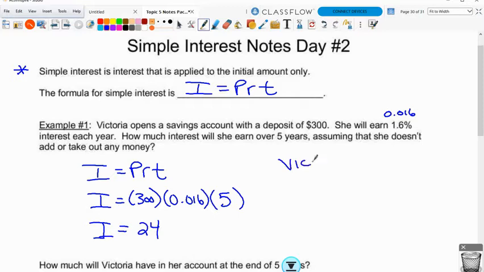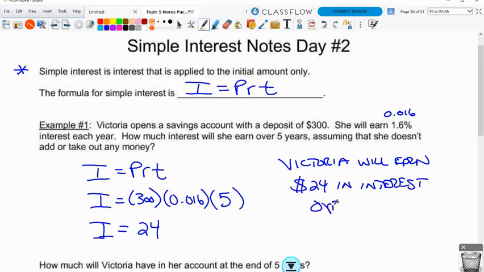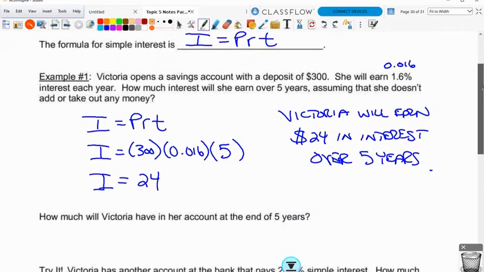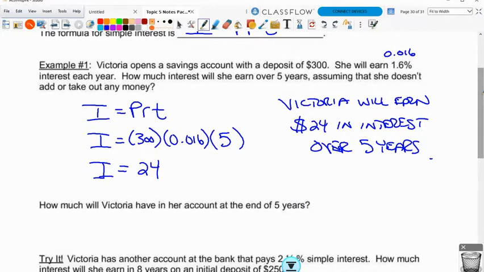So this means that Victoria will earn $24 in interest over 5 years. Now, there's a follow-up question that goes along with that. It asks, how much will Victoria have in her account at the end of 5 years? And again, we're assuming that she doesn't add or take out any money.